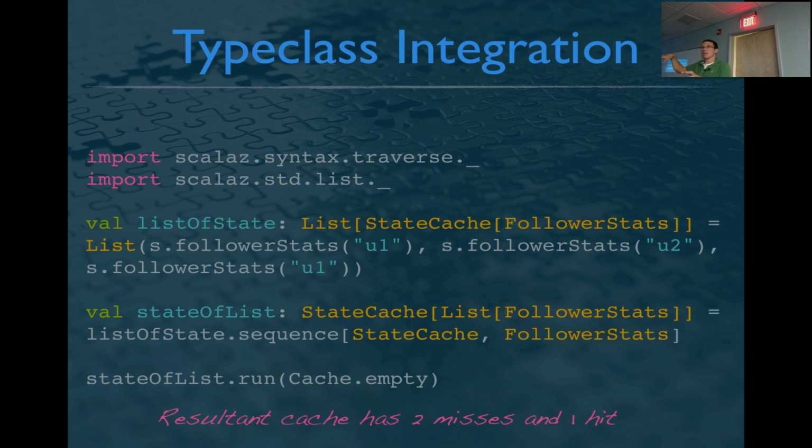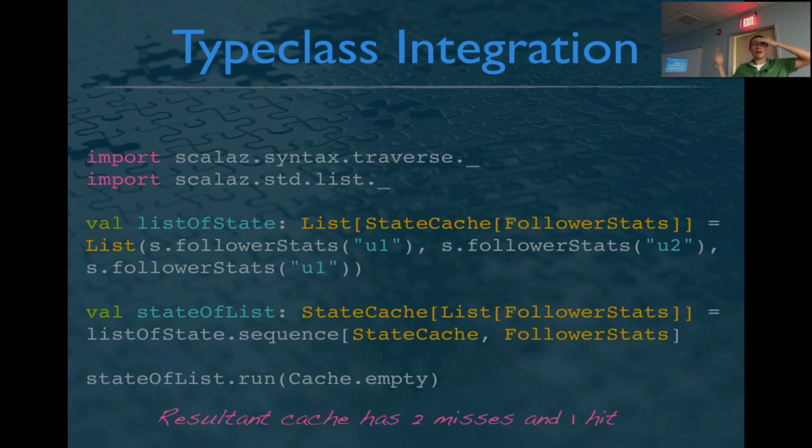If I just mapped over a list and passed the same initial state value in for each of these entries, they're all going to be a miss. And clearly here, the third call should result in a hit, because I'm using the same username again.